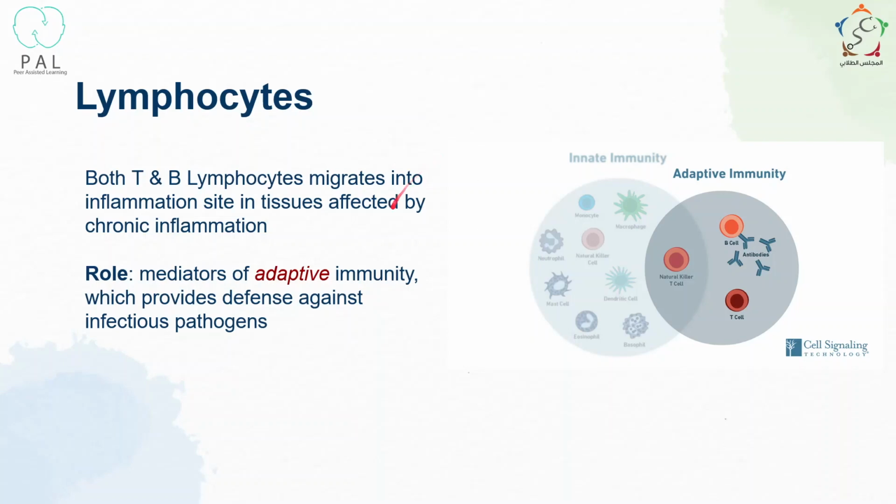recruitment. They migrate to the site of inflammation, tissues affected by chronic inflammation. And their role again is to mediate adaptive immunity, the adaptive element of chronic inflammation, which provides specific defense against infectious pathogens. So innate immunity, just to briefly mention it, innate immunity is non-specific and adaptive immunity is more specific. So chronic inflammation has elements of this.